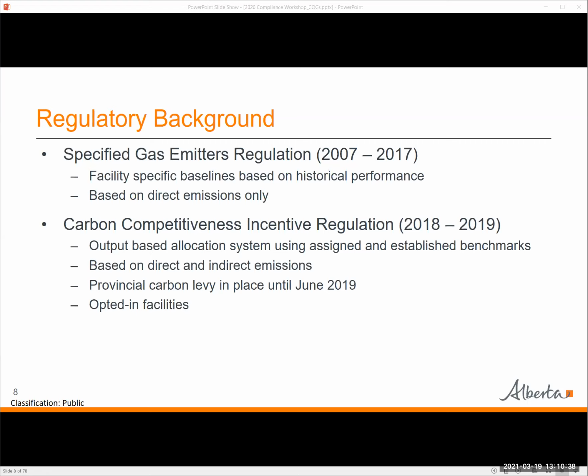The CCIR incorporated indirect emissions, and it was complemented by a province-wide carbon levy, which led to the allowing of voluntary opt-in for facilities that fell under the mandatory regulatory emissions threshold.